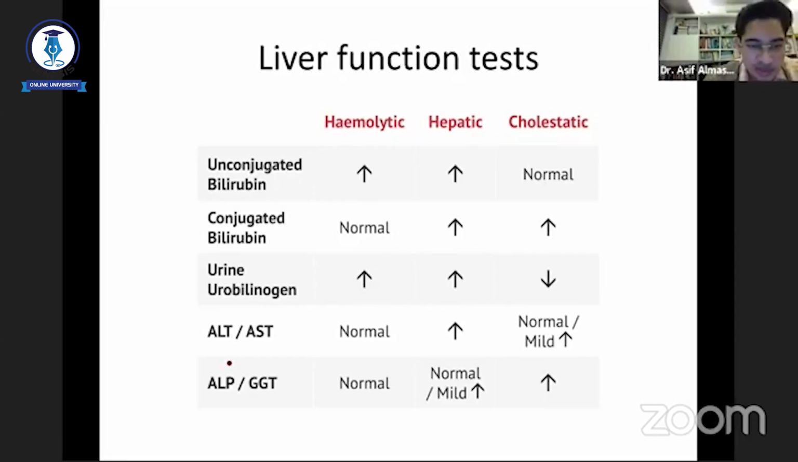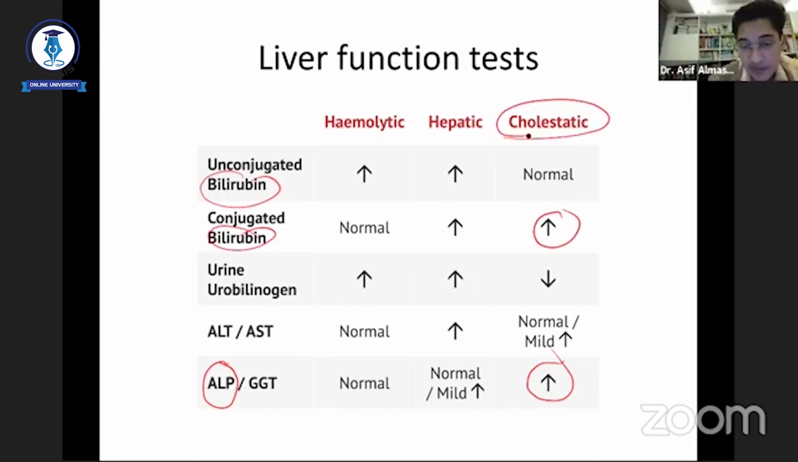Liver function test. Remember to check the alkaline phosphatase, which may increase, and the bilirubin, which may increase. So these are the features of cholestatic jaundice as well.